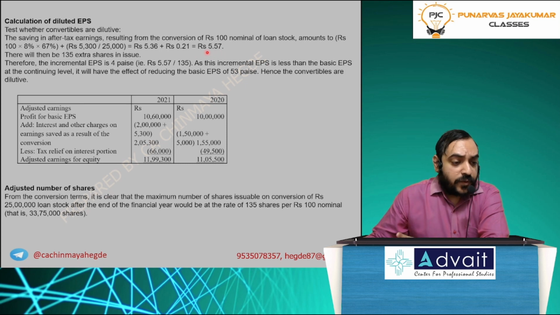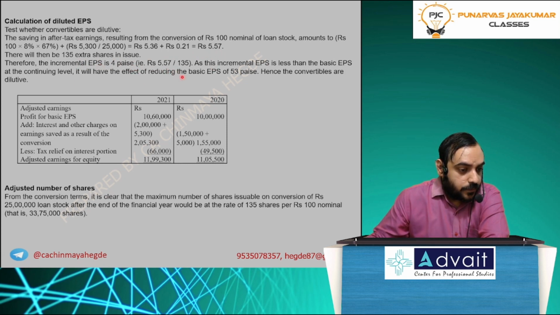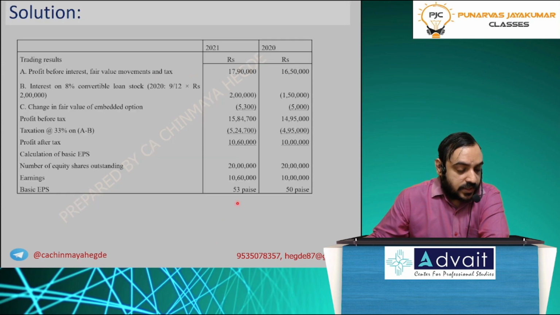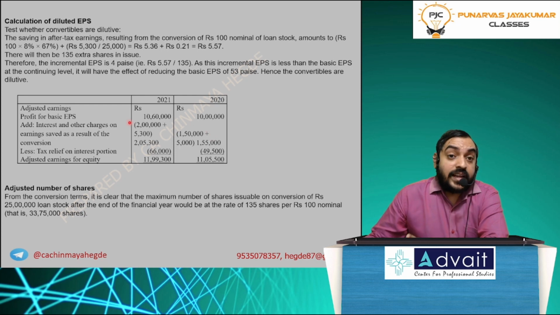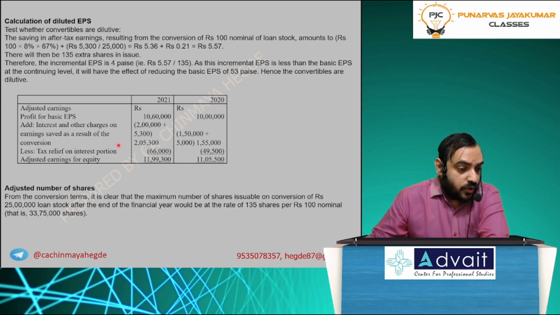Okay, we got 5.57. We got 135 shares. 5.57 rupees by 135. Hopefully, you get that 4 paisa. And 4 paisa is definitely lesser than 53 paisa. So it is dilutive in nature. While adding the previous year, you should be careful. Please take a look at this.